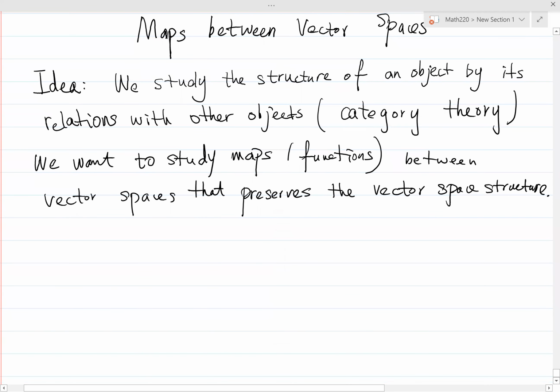Okay, let's see some examples. Let's see this example: rotation by pi over 2.